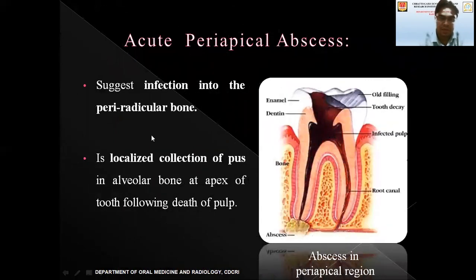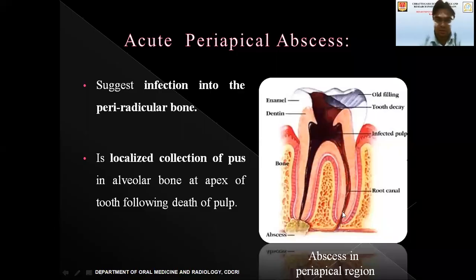Next is acute periapical abscess. It suggests infection in the periradicular bone. It is a localized collection of pus in the alveolar bone at the apex of the tooth following death of a pulp. As we can see in this picture, there is the enamel, dentine, and the pulp. The pulp is totally damaged, and inflammation or infection from the pulp has gone to the periradicular region. There is a localized collection of pus in the periradicular region. This is called the abscess. So this is a classical picture of the acute periapical abscess.